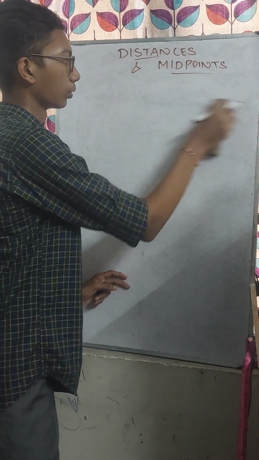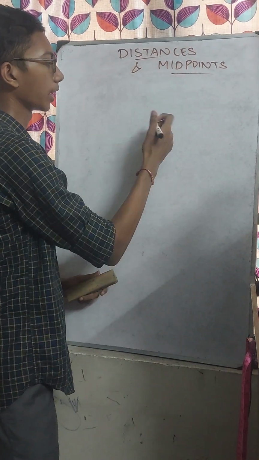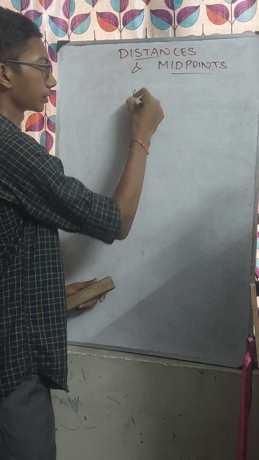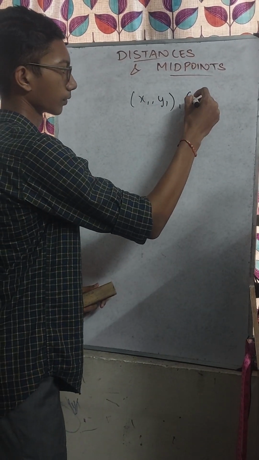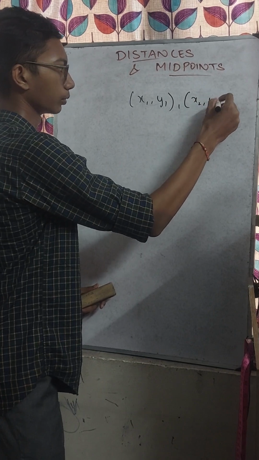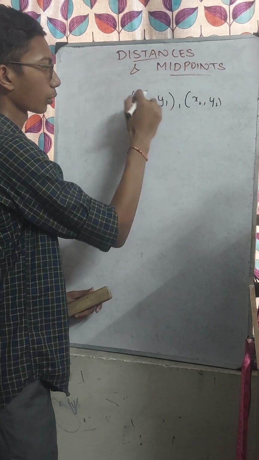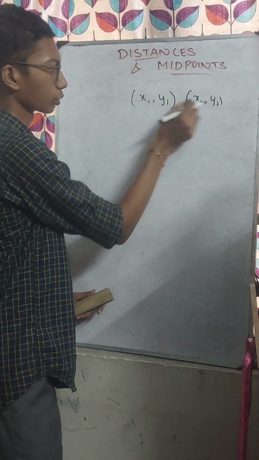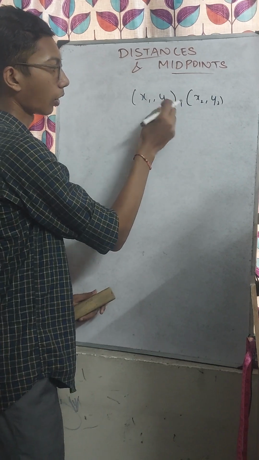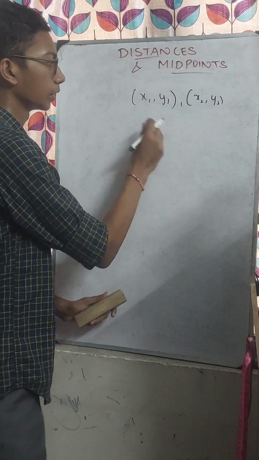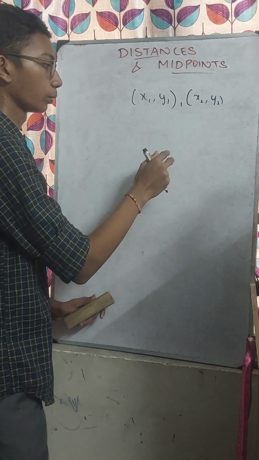Now, what are distances and midpoints? It is easy to realize by their name. Let's say we have 2 points, x1, y1, and x2, y2. Because the first coordinate in this system is x, we have denoted them as x1 and x2, and the second coordinates as y1 and y2. So these 2 points we have. Now what is the distance between these 2 points?